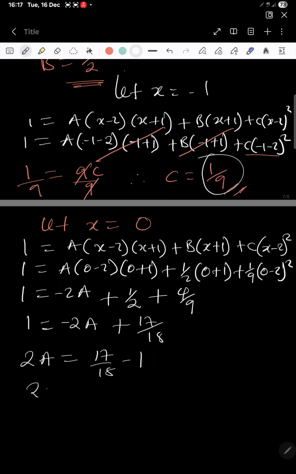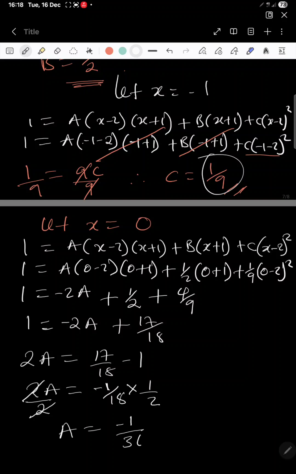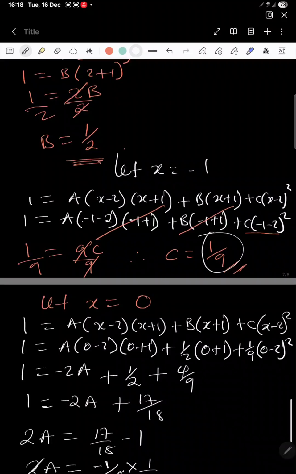The 1 will go to the other side like that. Okay, so we shall have 2a is equal to 17 over 18 minus 1. So when you say 17 over 18 minus 1, you are going to get -1 over 18. Now for you to get the value of a, you divide by 2 here, you also divide by 2, so that this and that will go, and the value of a is going to be -1 over 36. So you know the value of a, b, and c.